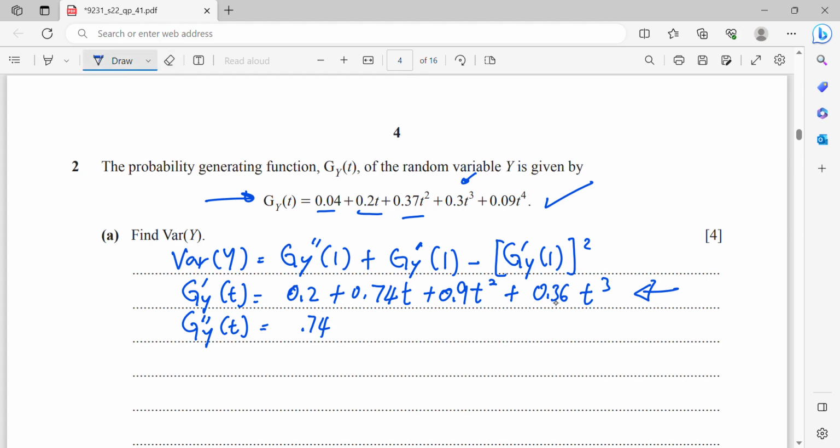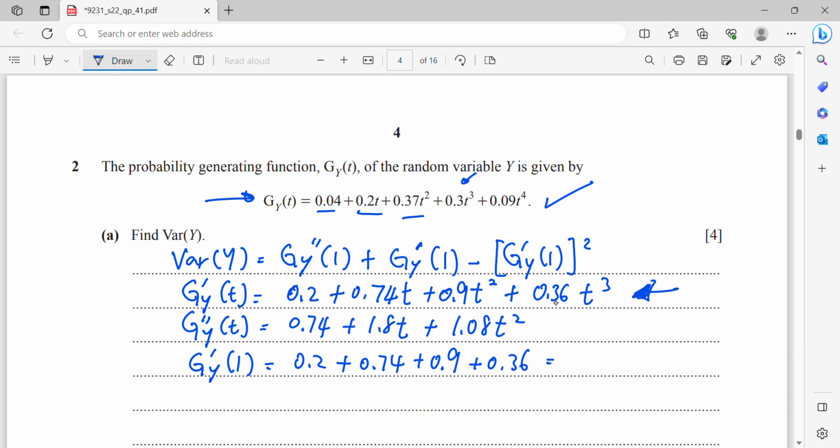Okay, then the third term, differentiate 0.9t squared, becomes plus 1.8t, and then the last term here, differentiate 0.36t cubed, becomes plus 1.08t squared. Okay, so once I have found these two expressions, then I will replace the t values by 1. So now my Gy prime 1 will be 0.2 plus 0.74 plus 0.9 plus 0.36. So at last, it will be 2.2.